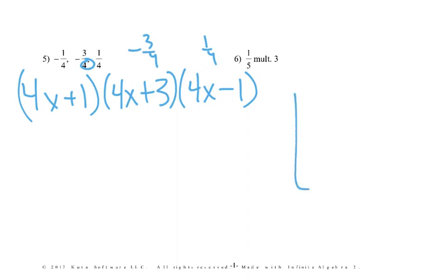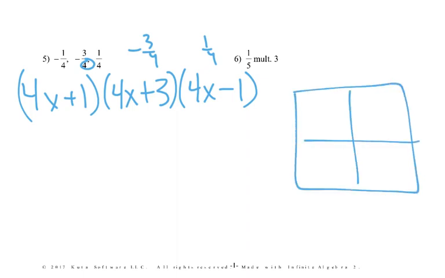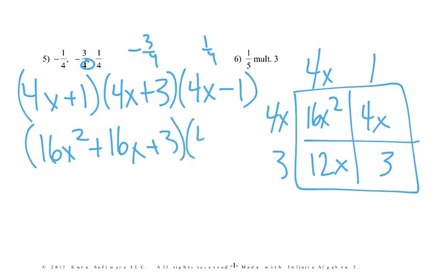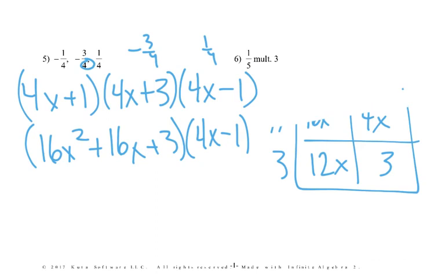Then we multiply them together. So we get 4x and 1, 4x and 3, so it'd be 16x squared, 4x, 3, 12x, so 16x squared plus 16x plus 3 times 4x minus 1. And we do that area model again.